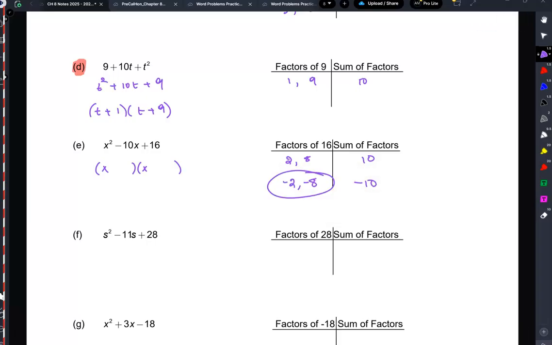So I take the one that adds to negative 10. So now it's going to be x minus 2, x minus 8. Now what if somebody wrote x minus 8, x minus 2? Also works. Okay, both of them are okay. All right? Okay, so this one.